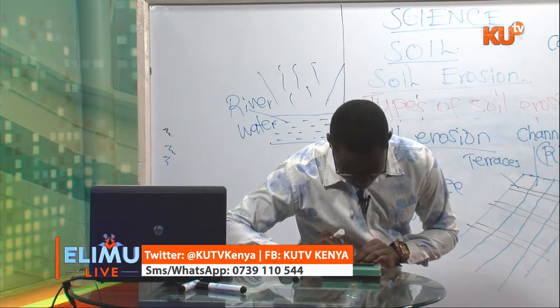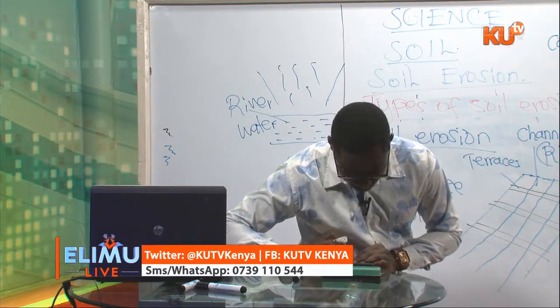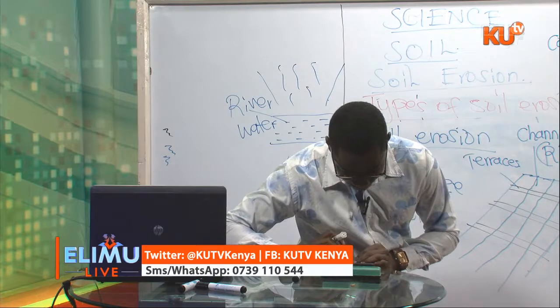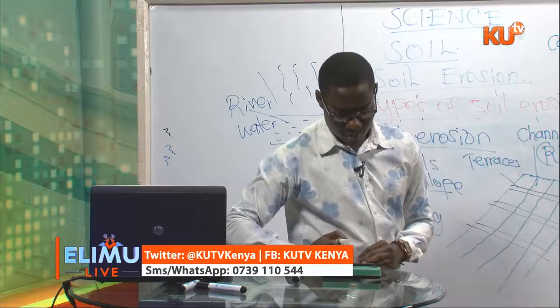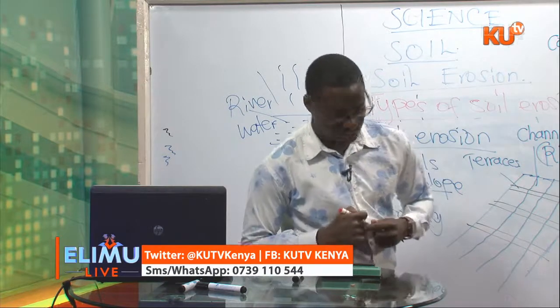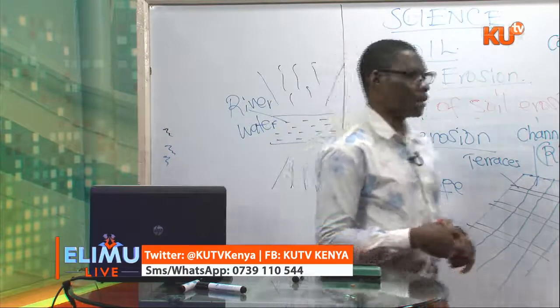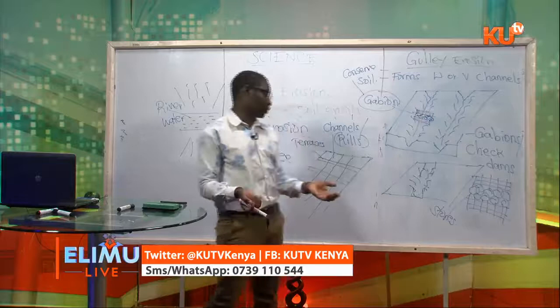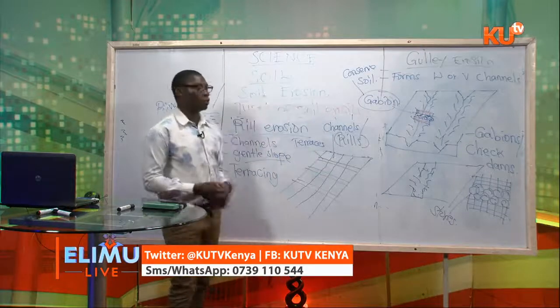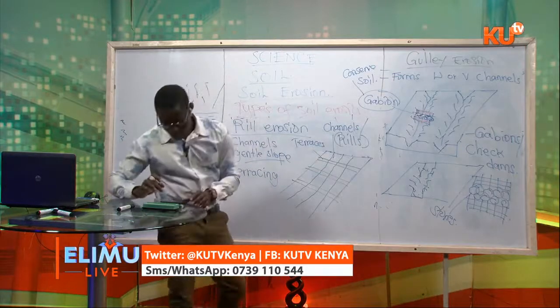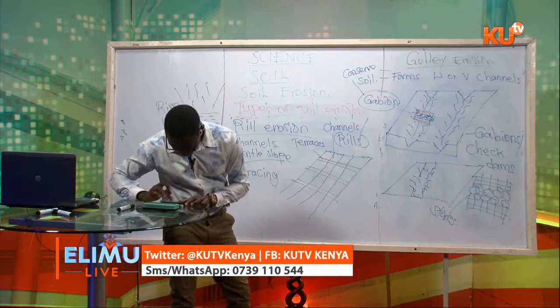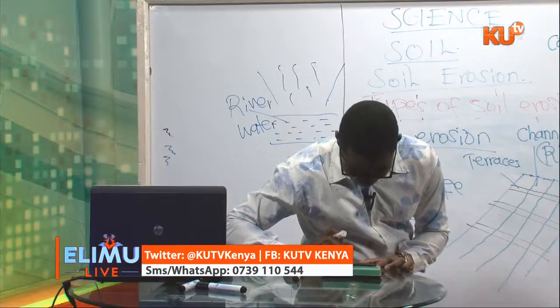Hey teacher, you've said rill erosion occurs in a gentle slope, but why not a steep slope? I cannot really understand your question, but just to emphasize, rill erosion can occur in a gentle slope and also a steep slope, but gully erosion mainly occurs in a steep slope. Let me answer as many questions as I can.